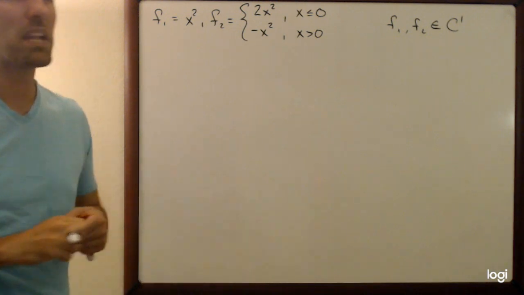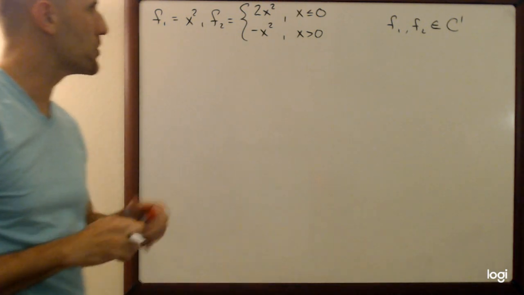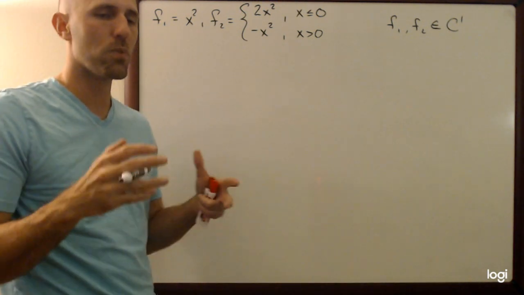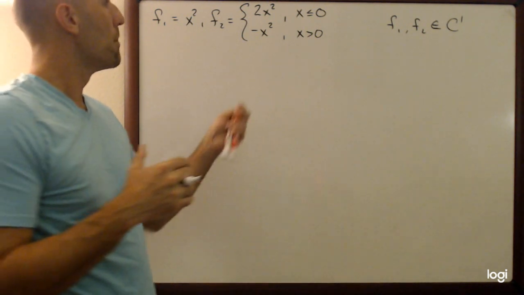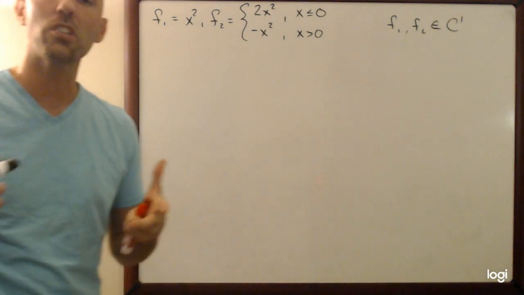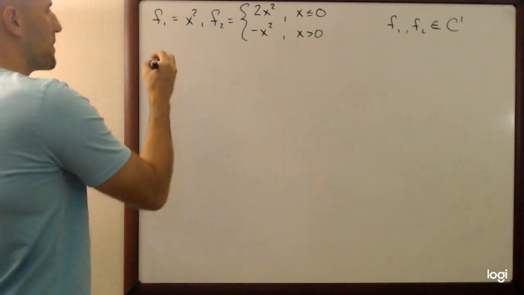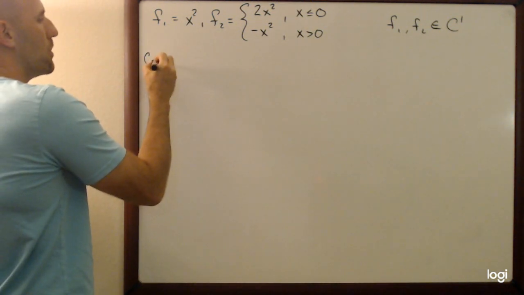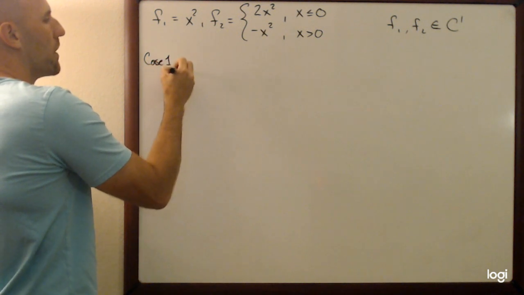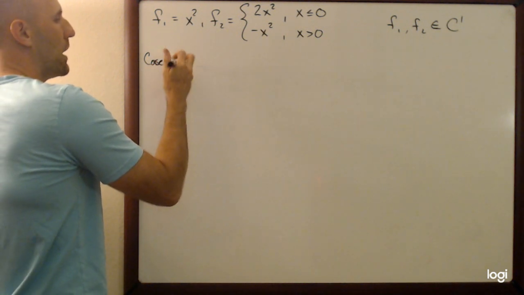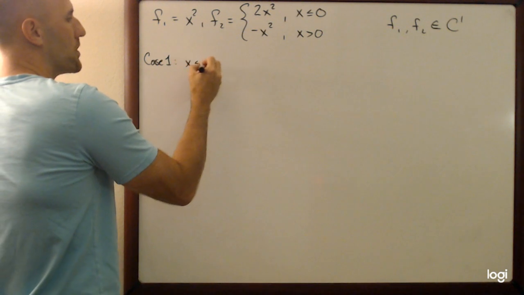Now, the problem with making a Wronskian here is I've got two functions. I'm going to need to take a derivative here. But the derivative of a piecewise function is conditional. It's conditional on the values. So I'm going to need to do a couple of cases. Okay, so let me go ahead and do case 1, where x is less than or equal to 0.